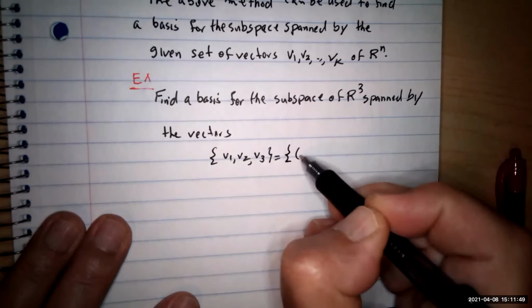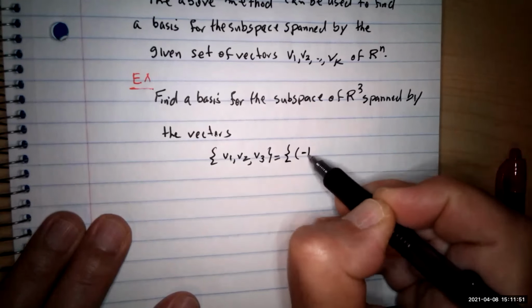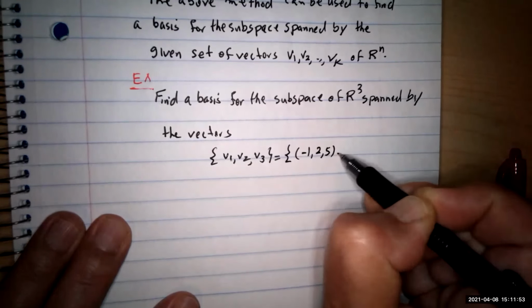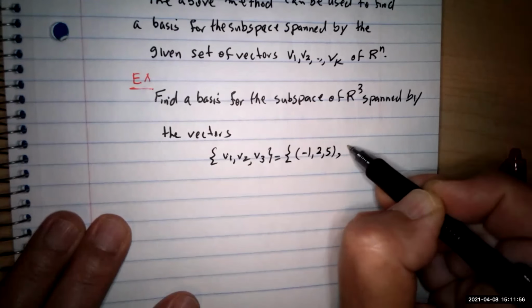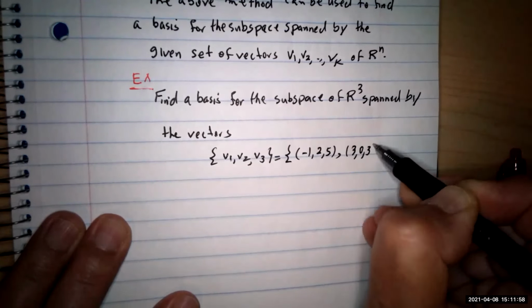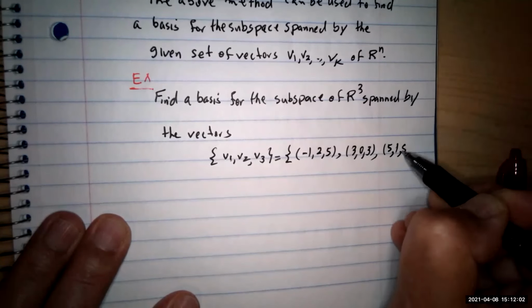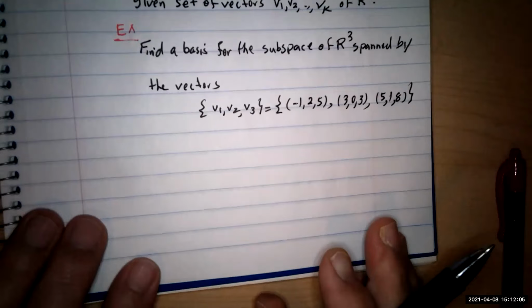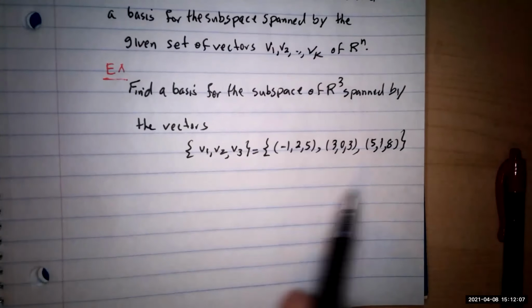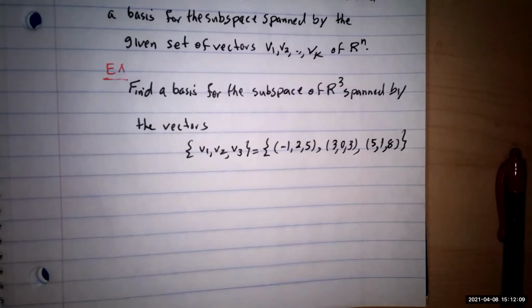The vectors are negative 1, 2, 5; then 3, 0, 3; and then 5, 1, 8. These are the given vectors, and the subspace is spanned by these vectors. What we would like to do is find the basis for this space.